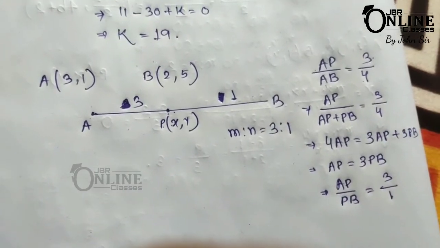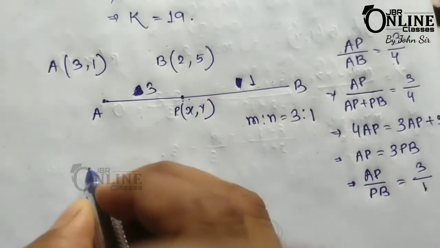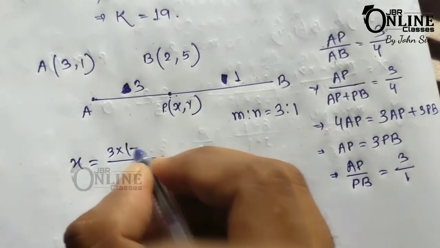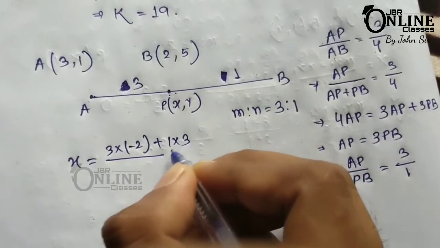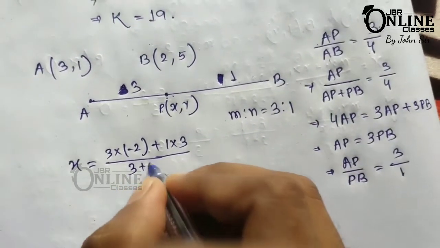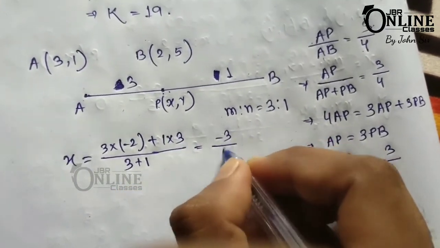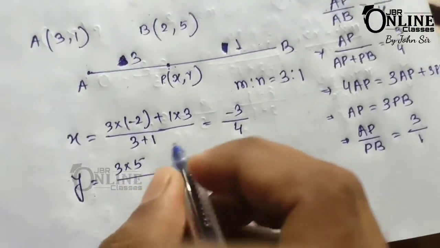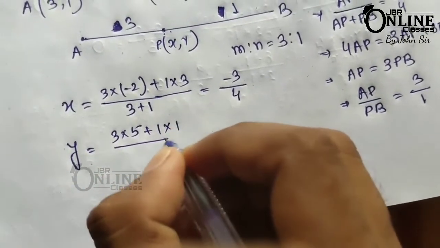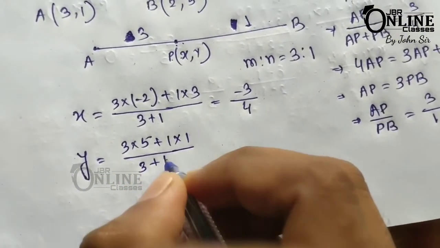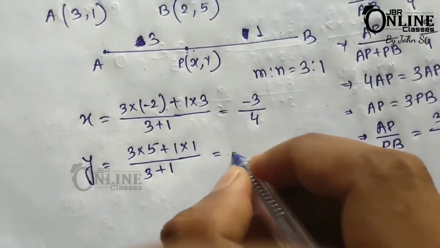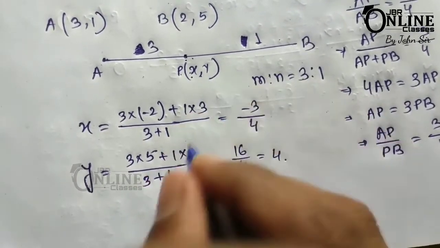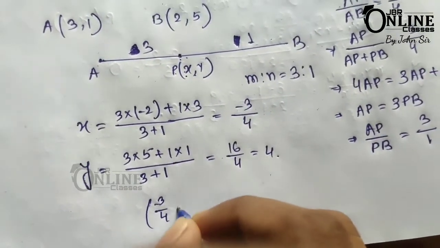Now we have to find the value of x and y. So here x equals the same formula, 3 into minus 2 plus 1 into 3 divided by 3 plus 1, that means 4. So finally we get minus 3/4. And y equals 3 into 5 plus 1 into 1 divided by 3 plus 1, and that equals 16/4, so that equals 4. So the coordinate of the point P equals minus 3/4 comma 4.